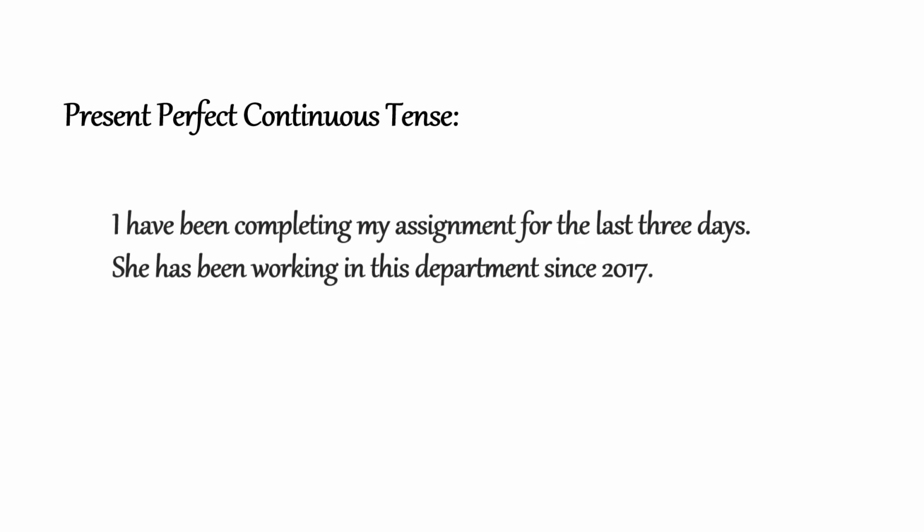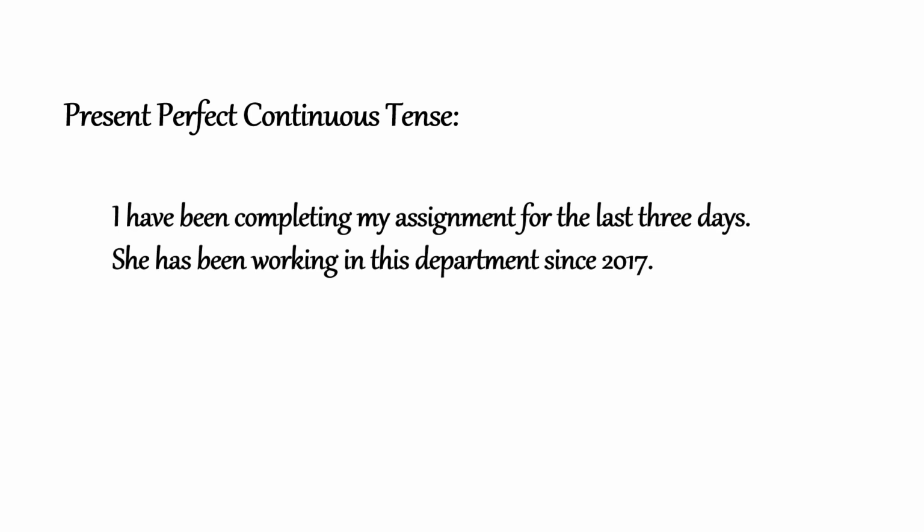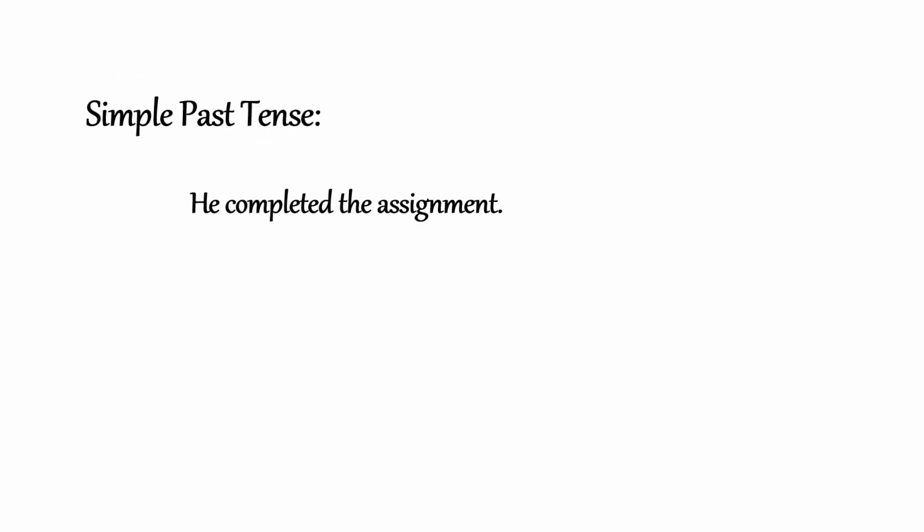Present perfect continuous tense is used for an action which began at some time in the past and is still continuing. Example, I have been completing my assignment for the last 3 days. She has been working in this department since 2017. Simple past tense is used to indicate an action completed in the past. Example, he completed the assignment.